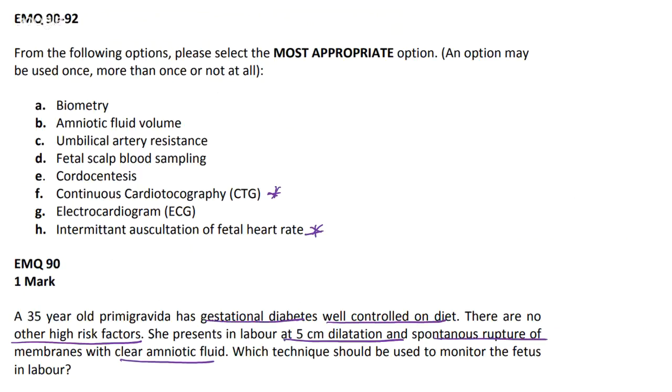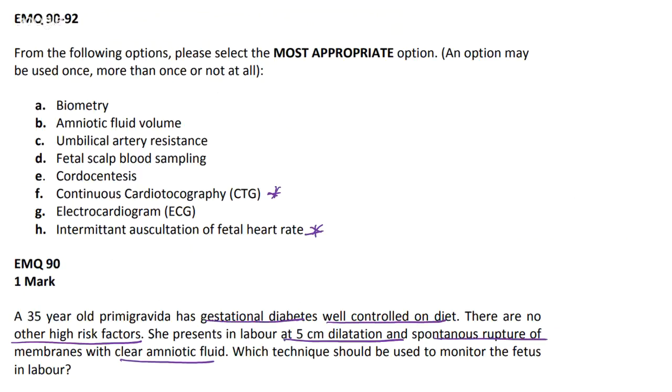Which one? Just put your hand up if you think this mother should have CTG. Put your hands up high, like really high. Stand up from your chairs and jump. No, you don't have to do that. Okay, put your hand up if you think it's intermittent auscultation. Ooh, you're my minority group.